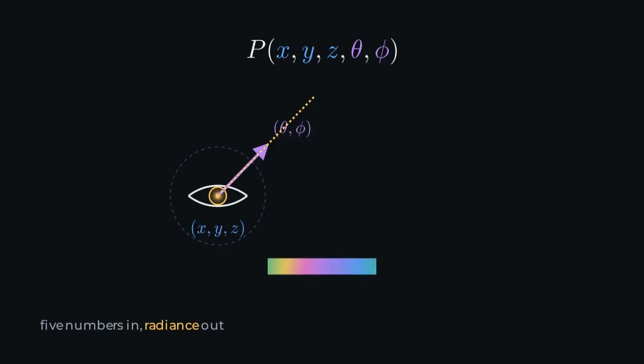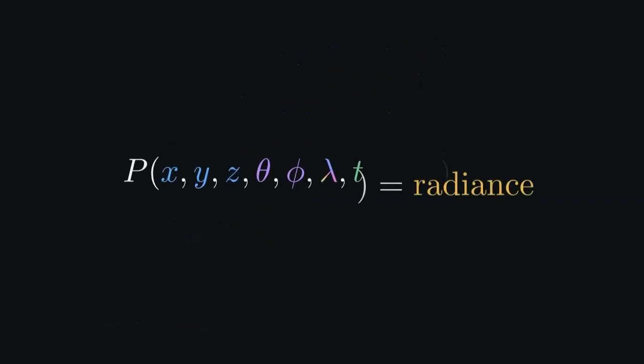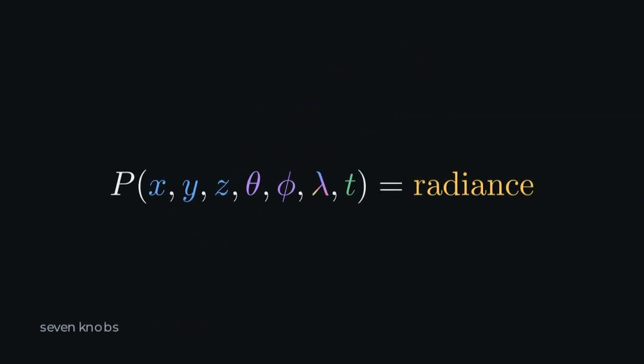Pick a wavelength of light. That's 1 more parameter. Pick a moment in time. That's another parameter. So that's 7 numbers in, and the function returns just 1 value: the intensity of light arriving at that point from that direction, at that wavelength, at that instant.